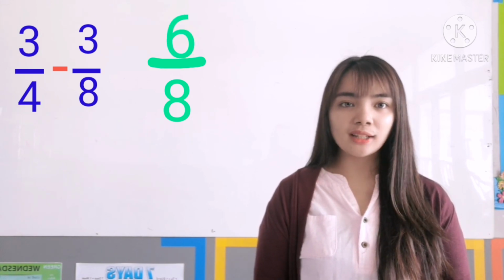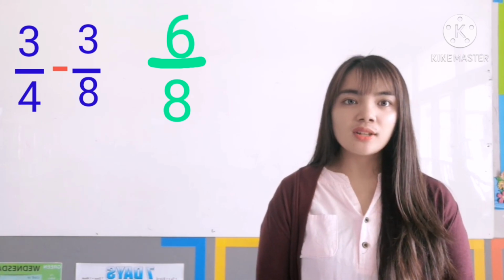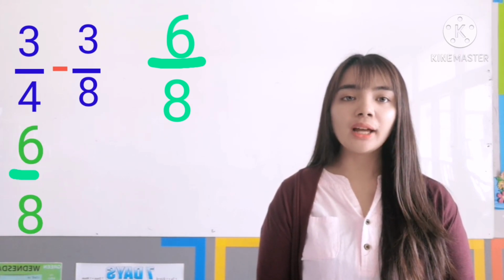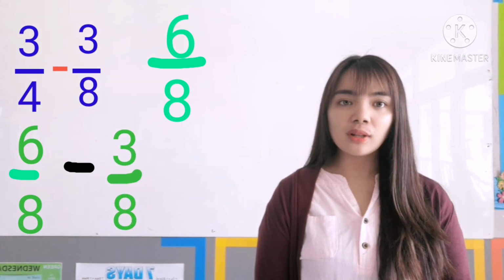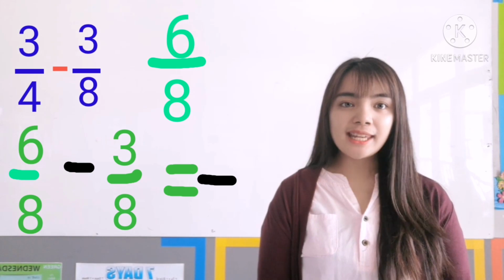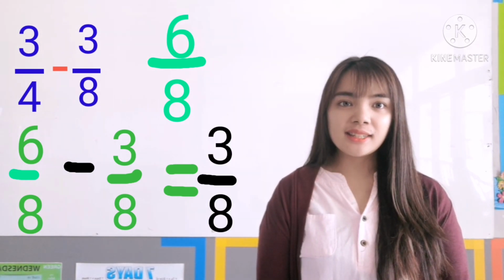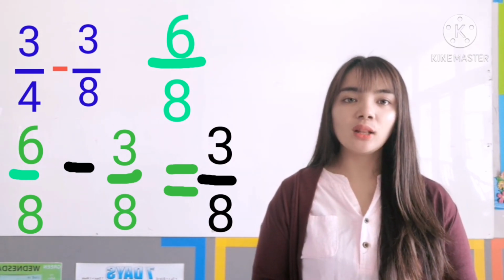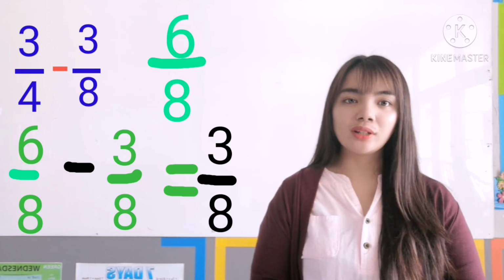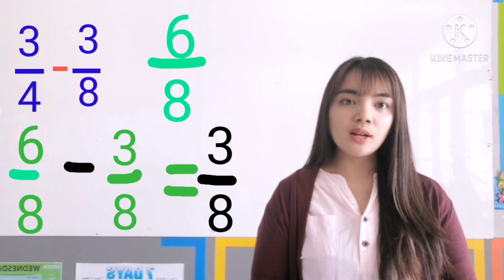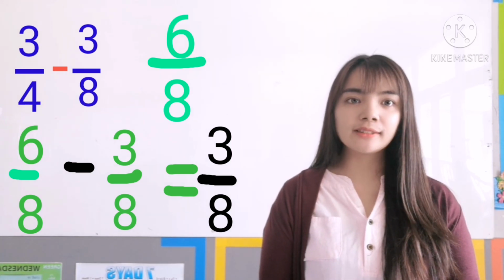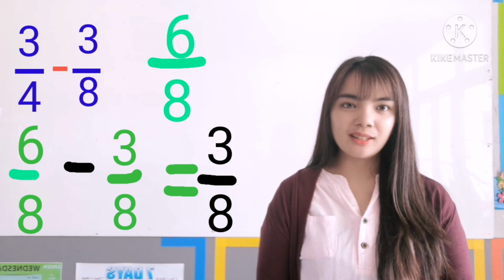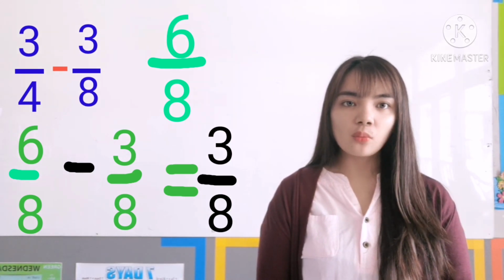Now we can subtract these fractions. So 6/8 minus 3/8 is equivalent to 3/8. Can we make it a lower fraction? No, because there is no number that we can divide to both our numerator and our denominator. So our final answer there would be 3/8.